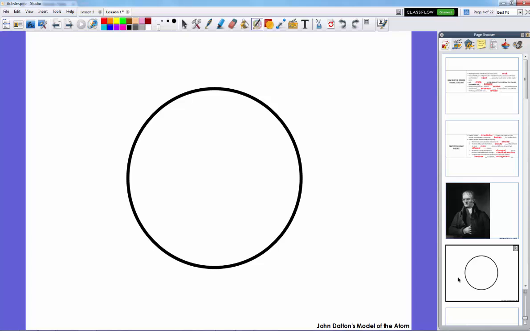This right here is John Dalton's model of the atom. As you can see, it's one big piece and you can't break it down. So that's John Dalton's atomic theory.